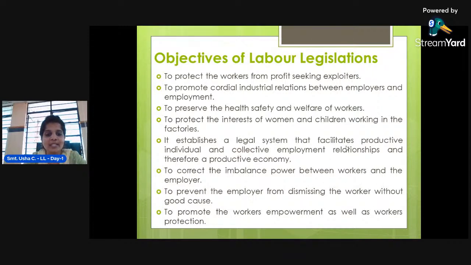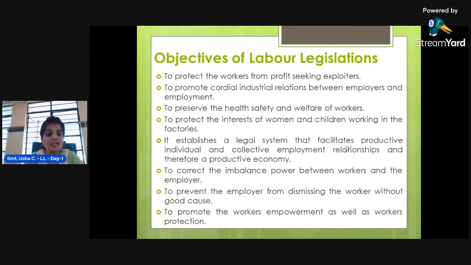Next, to prevent employers from dismissing workers without good cause. In any organization, the employer specifies in the employment agreement that whenever an employee wants to leave the job, they have to give a minimum period of notice, in advance, to the employer. It may be a 1 month or 3 months notice period. But organizations would fire workers by dismissing them without giving prior notice. So this was one of the major problems, and this labor law prevents employers from dismissing workers without a good reason.